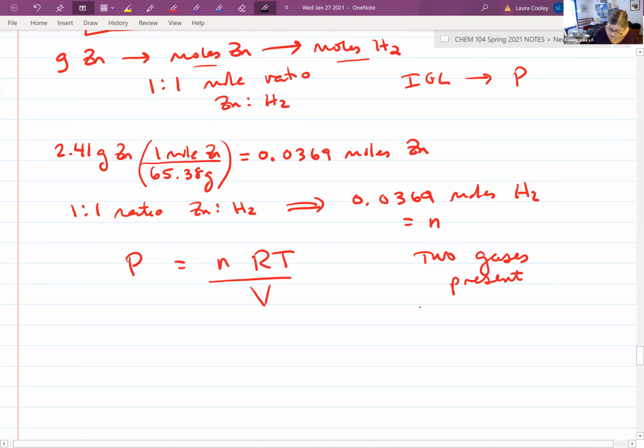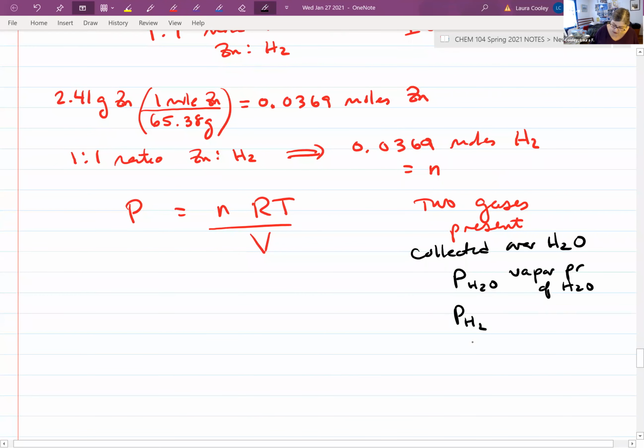Because we know that we collected over water, we have a pressure of water, which we call the vapor pressure of water. And then we also, of course, have the pH2. And actually, we know how to calculate the partial pressure, the pressure that's due to H2, from the moles of H2, which is what this is. And we can easily do that.